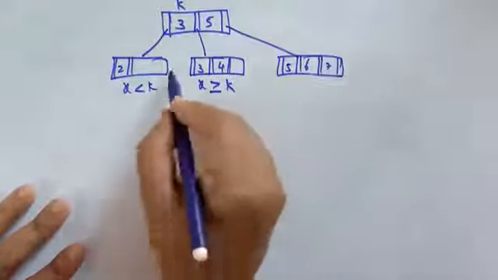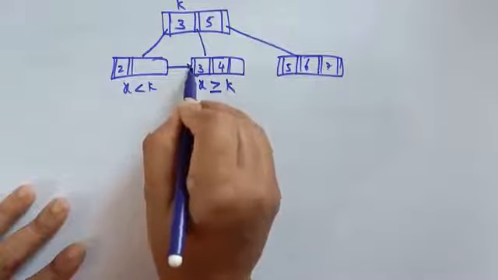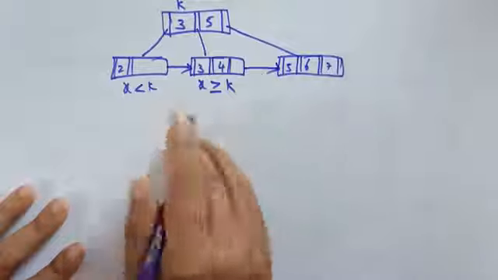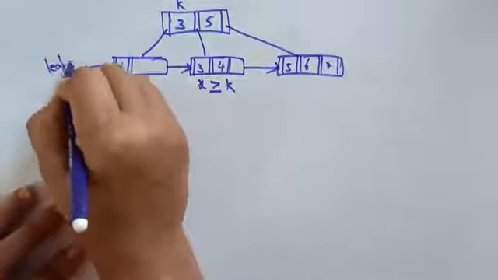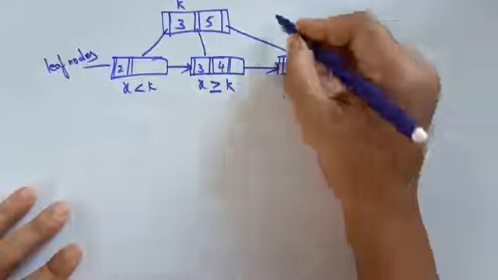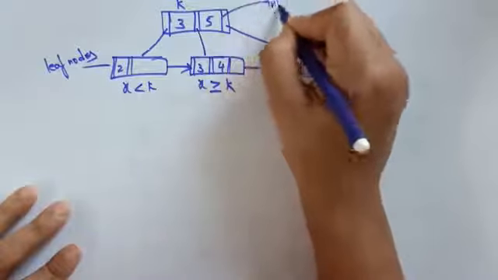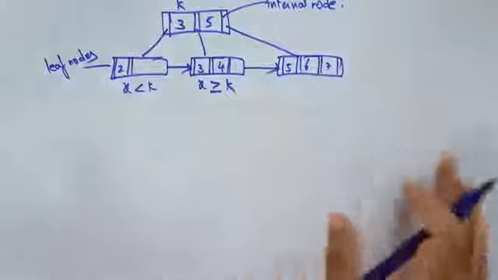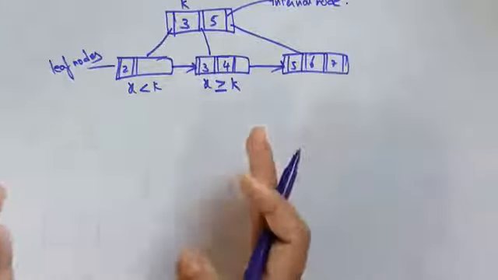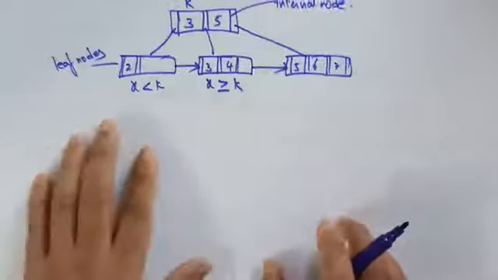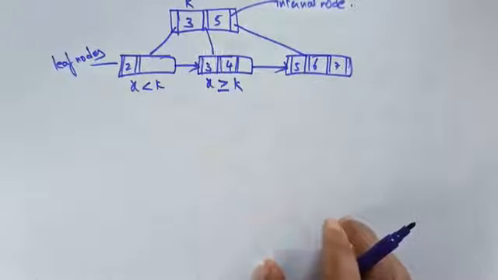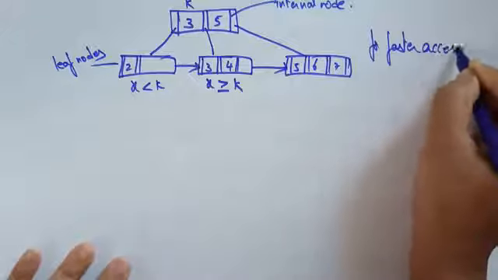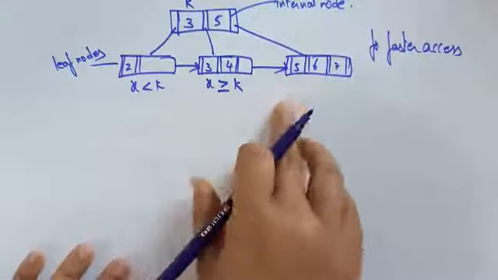Here one leaf node is connected to another leaf node. These are the leaf nodes, and this is an internal node. All leaf nodes are interconnected with each other. Why are these connected to one another? Because of faster access, we connect all the leaf nodes by using a linked list.